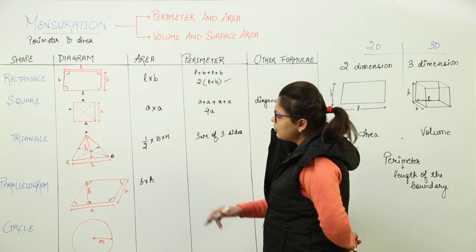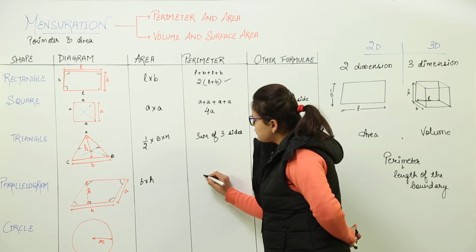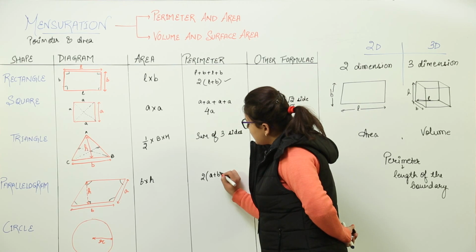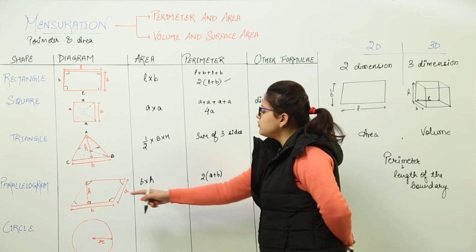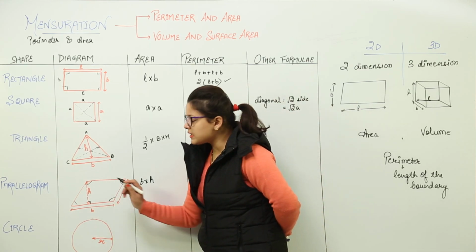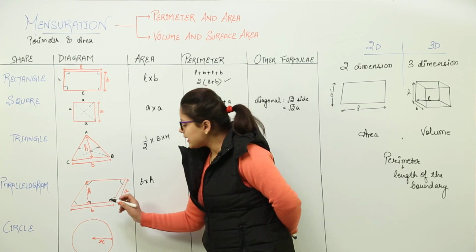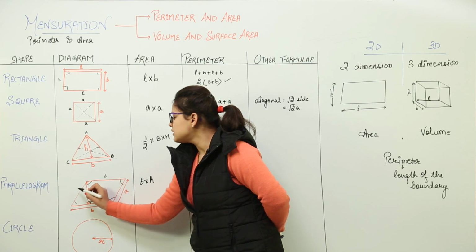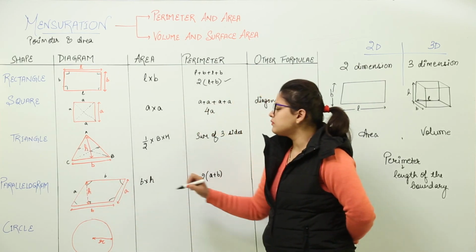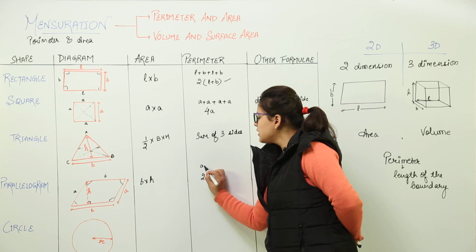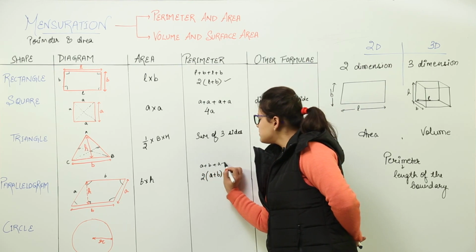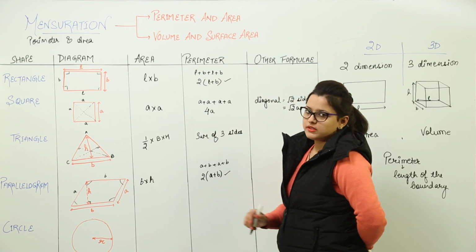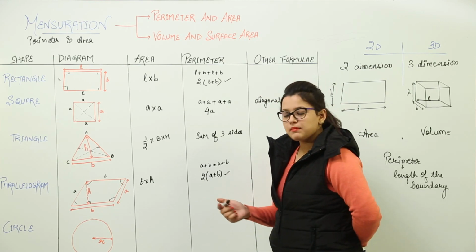Similarly, what will be the perimeter for a parallelogram? It would be 2 into (A plus B). I told you a parallelogram has opposite sides equal. That means this opposite side would also have measurement A, and if this is A, this also would have been A. So what would have been the perimeter? It should have been A plus B plus A plus B, or you write the direct formula 2 into (A plus B). Both will give you the same answer.